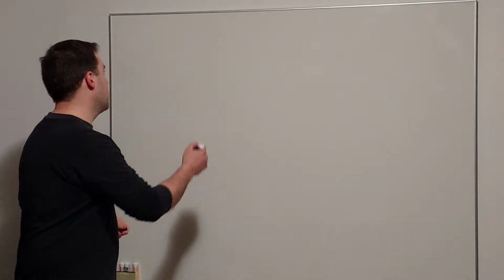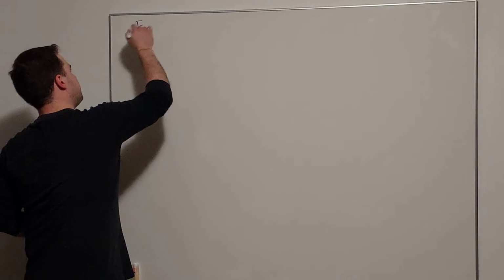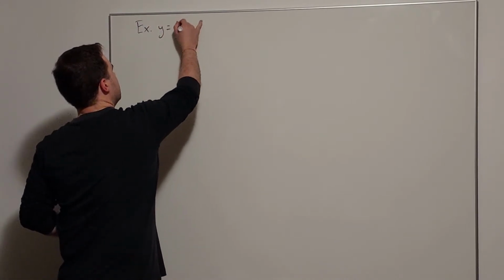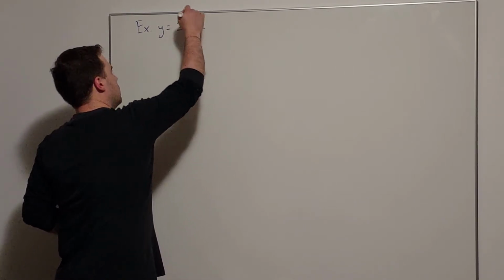So we've done sums, differences, products. The last basic operation is division, so quotients. Here, let's start with an example. Let's say we've got y equals (x plus 2) all over x.